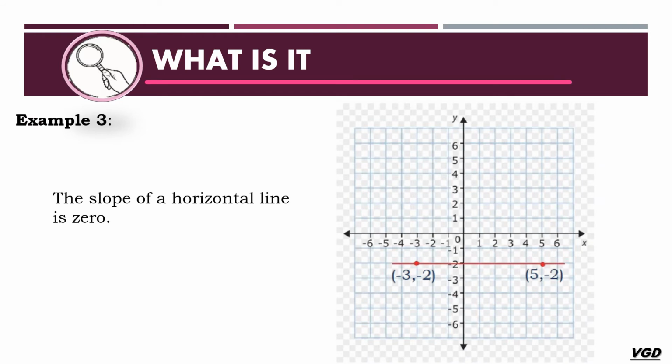And as you can see, as we graph the ordered pairs in the Cartesian coordinate plane, it forms a horizontal line. And take note that the slope of a horizontal line is 0.